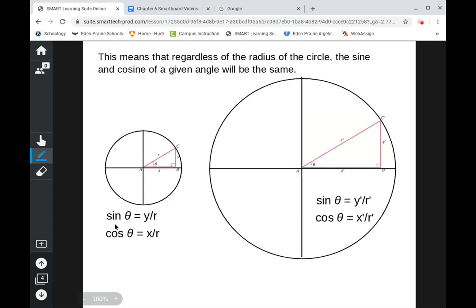This means that regardless of the radius of the circle, the sine and cosine of a given angle will always be the same. So sine theta equals y over r would equal the sine of theta, y prime over r prime, with the same given angle of theta. Same thing for the cosine. The cosine ratio for this triangle would be the same as the cosine ratio for this triangle, as long as theta is the same. It does not matter the size of the circle or triangle.